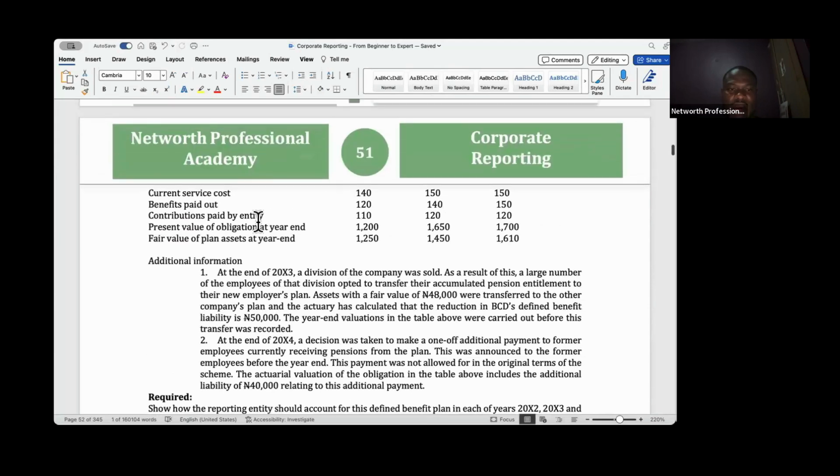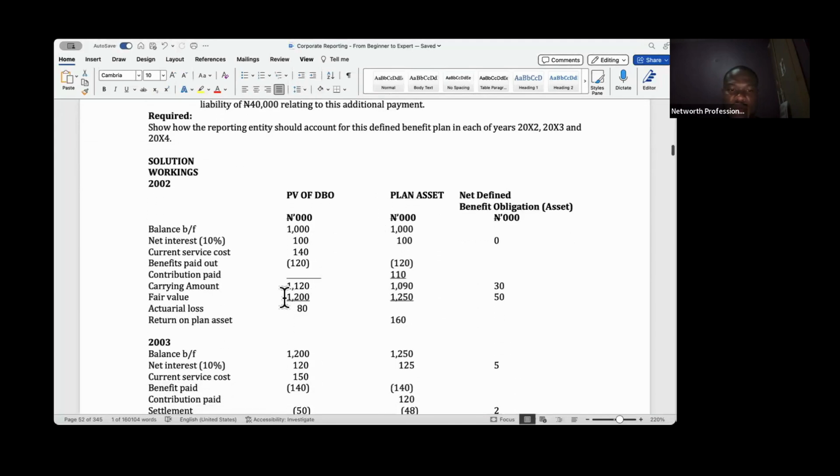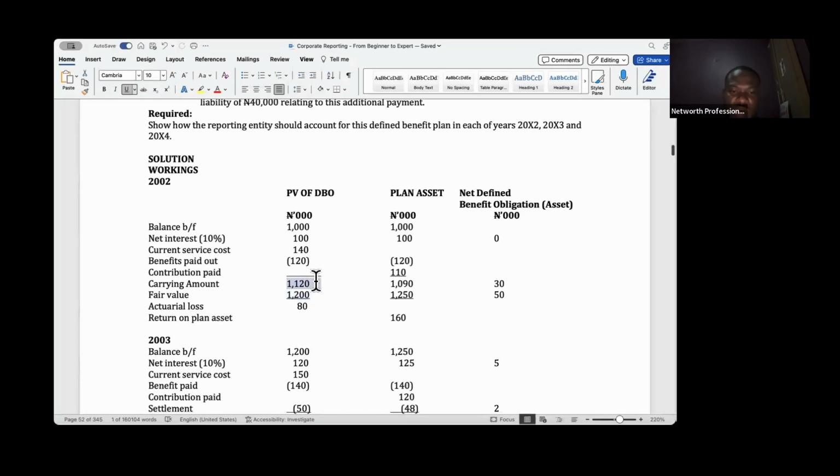Then the actuary also gave me the fair value of the obligation and the fair value of the assets. For the obligation, the actuary gave me 1.2 million, meaning that in my books, I'm saying my obligation is 1.1. The actuary is saying, based on what I'm looking at, the fair value is 1.2. That is bad for me. I'm owing more. That's why I call it an actuarial loss.